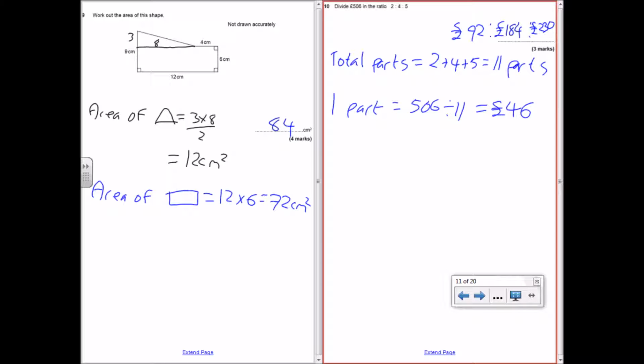And there you go. And to check questions like this, check your answer at the end. Make sure the 3 numbers you've got add up to 506, and 92 add 184, add 230 does add up to 506.